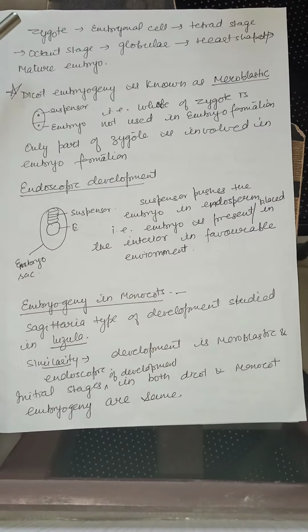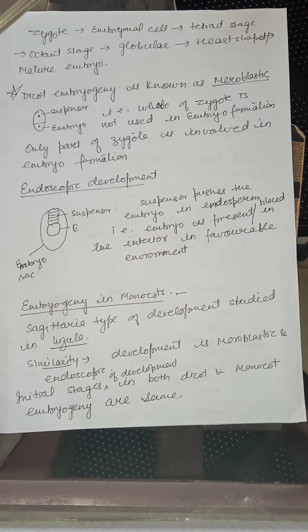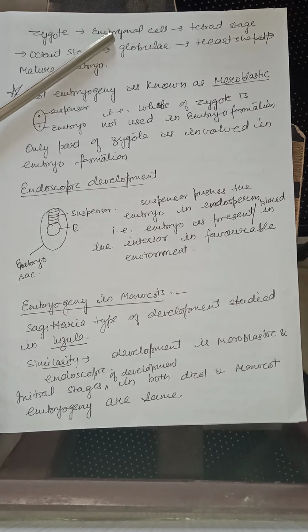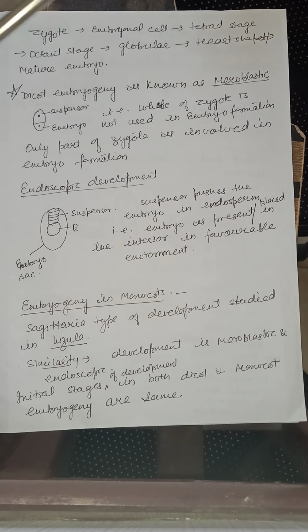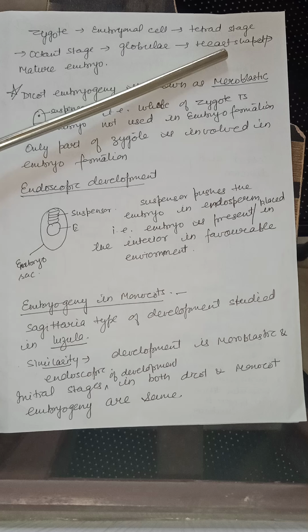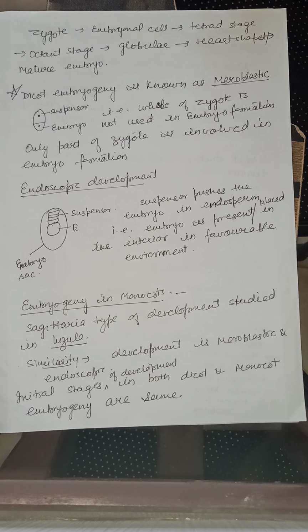So, what is the sequence of events? Zygote was formed. Zygote formed two cells. One was a bigger cell and one was a smaller cell. The smaller cell was known as the embryonal cell. This embryonal cell will form the tetrad stage, then the octant stage, then the globular embryo, then the heart-shaped embryo, and then the mature embryo.